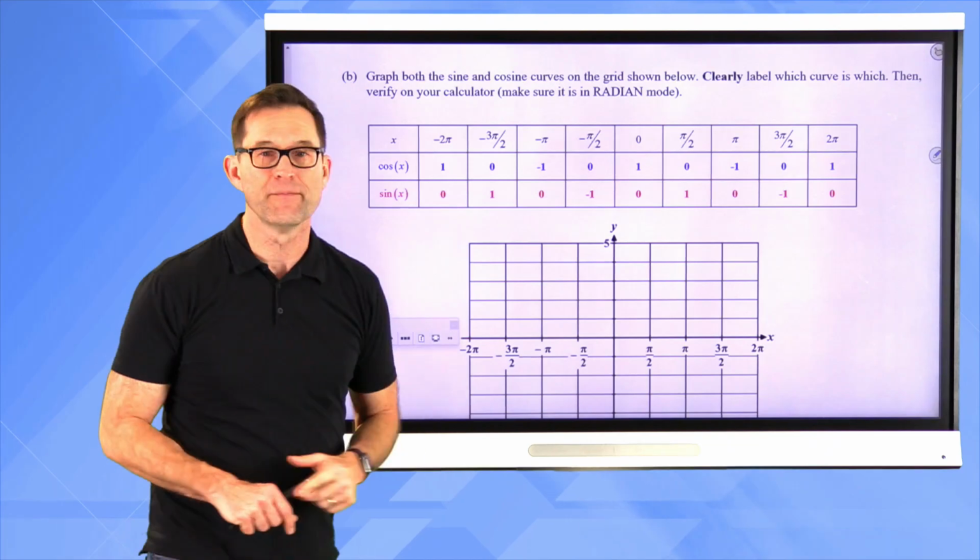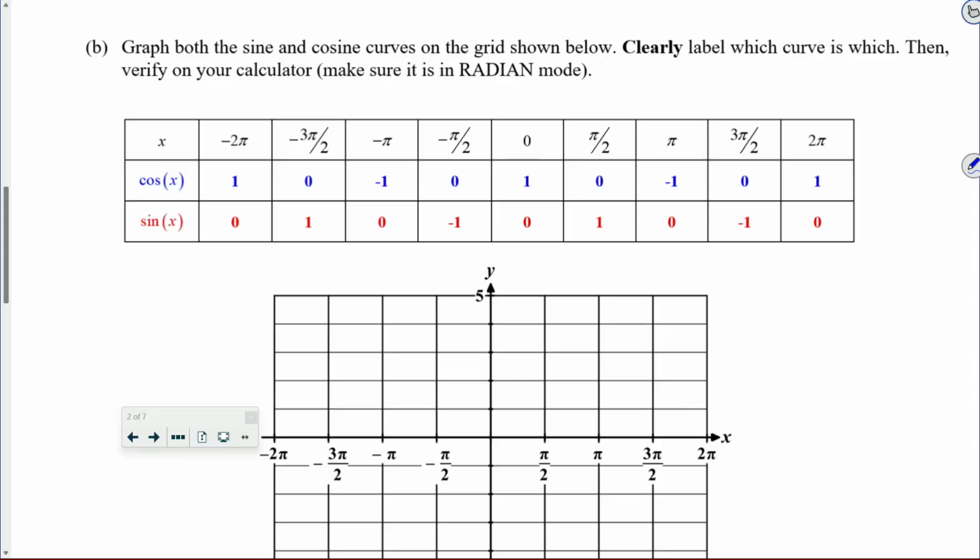Now, where do we go with that? Well, letter B. Graph both the sine and the cosine curves on the grid shown below. Clearly label which curve is which, then verify on your calculator, make sure it's in radian mode.